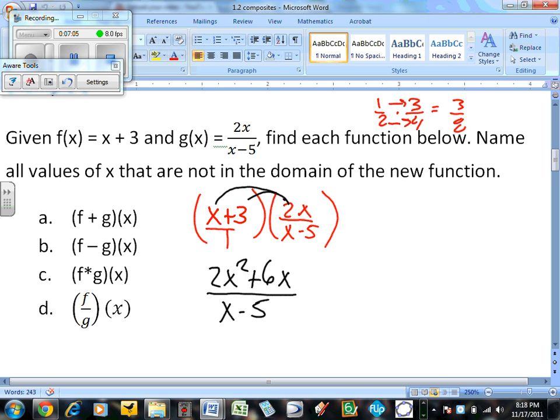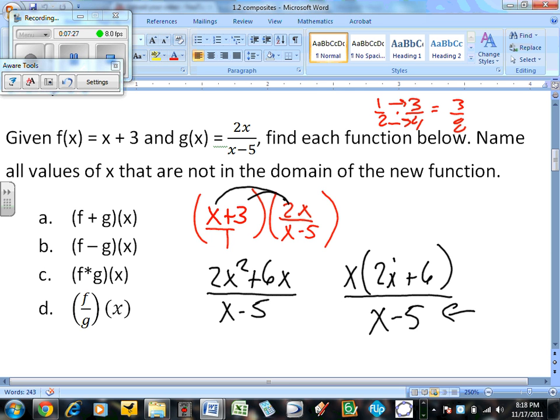And again, maybe we can simplify that. Maybe we can pull an x out. x times 2x plus 6, divided by x minus 5. And again, name an x value that's not in the domain of the function. Obviously, x cannot equal 5 because that would make the denominator 0.